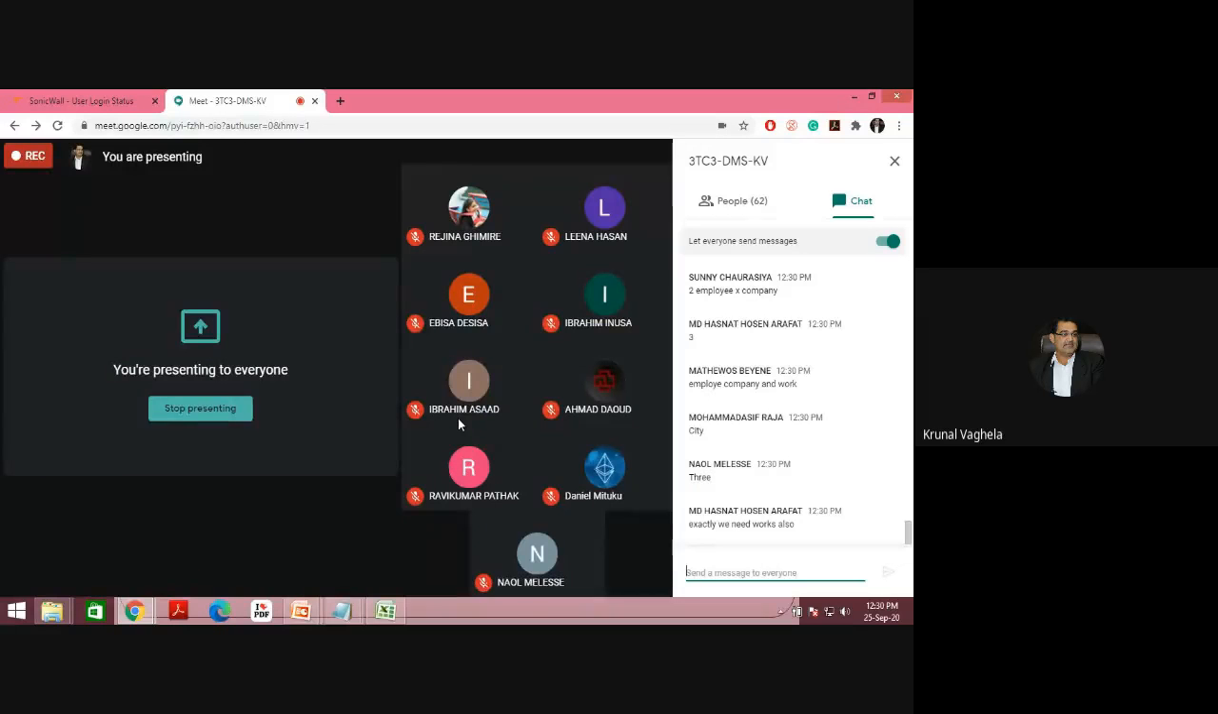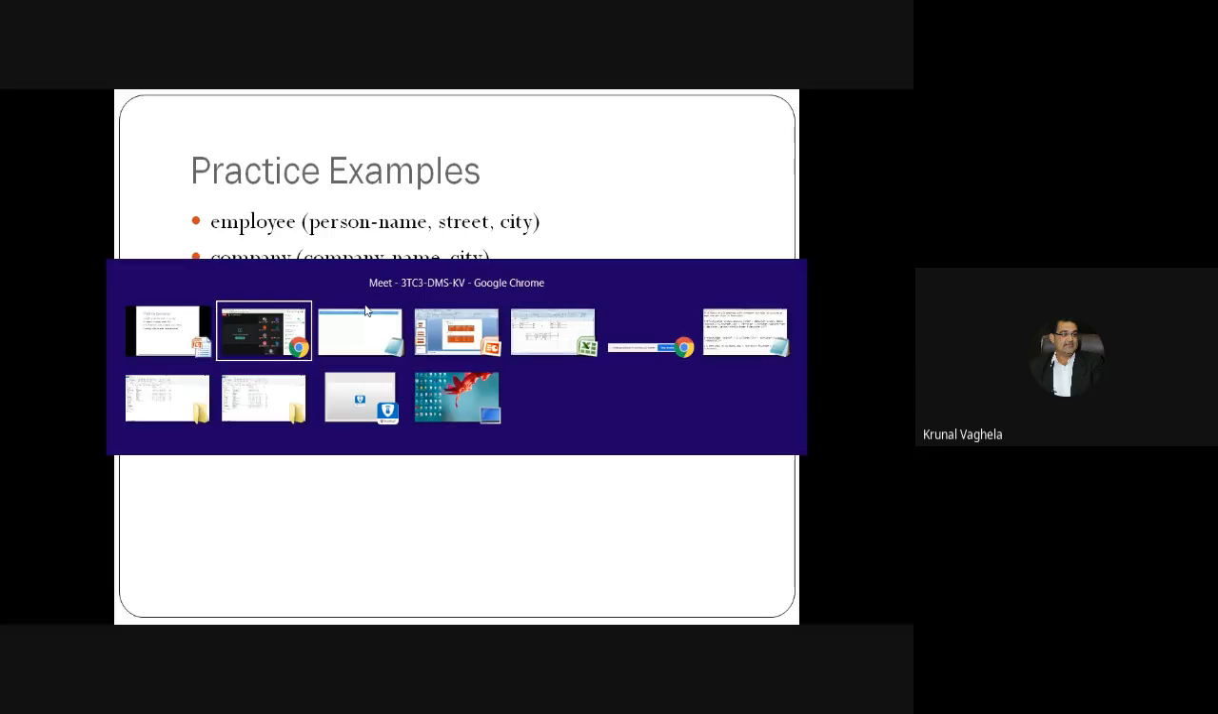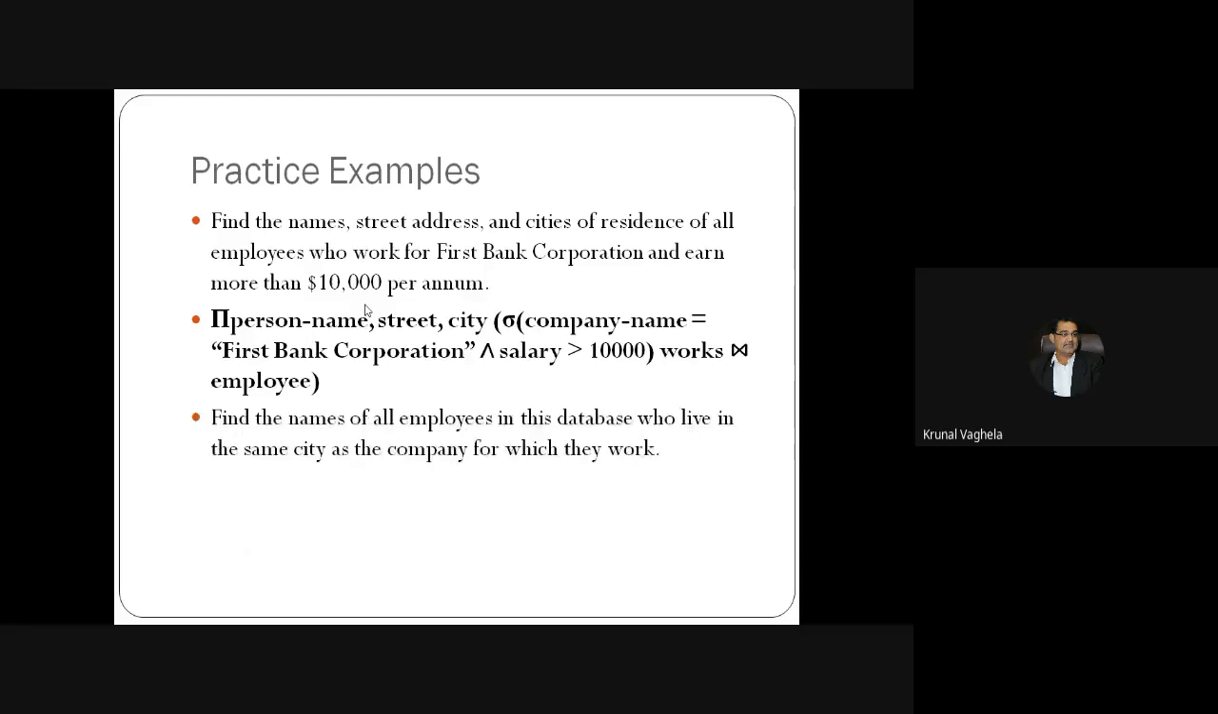You need 3 tables, because from works you will get the information of which person is working for which company, and by doing the join operation of these 3 you will get the idea where the cities are equal. So let me go to the query. Simple. You need to do a join operation of 3: employee, works, and company, and then you need to find the person name.